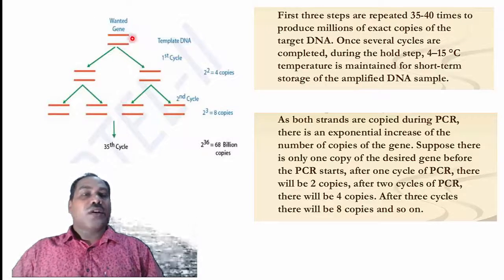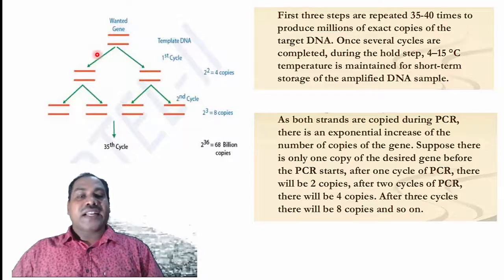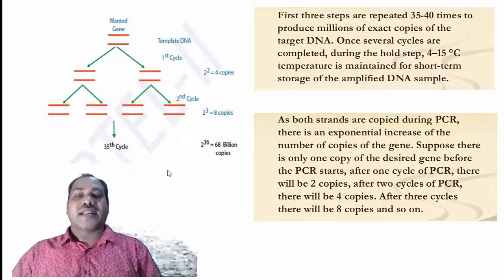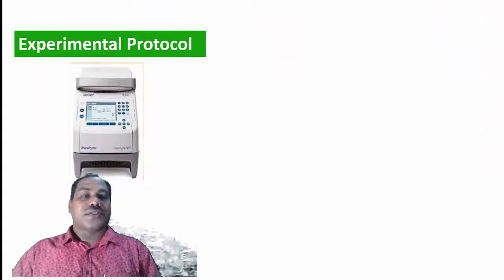Suppose there is 1 copy of the desired DNA before the PCR, then after 1 cycle of PCR there will be 2 copies, after 2 cycles of PCR there will be 4 copies, and after 3 cycles there will be 8 copies, and so on. And so the product will always be 2 to the power n copies after each cycle of these reactions.